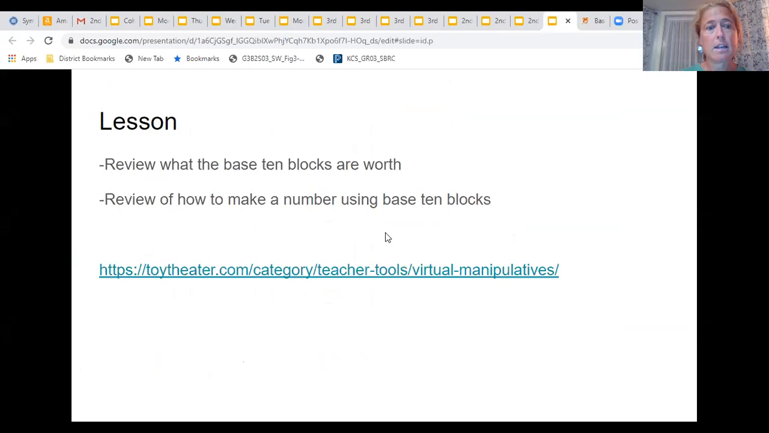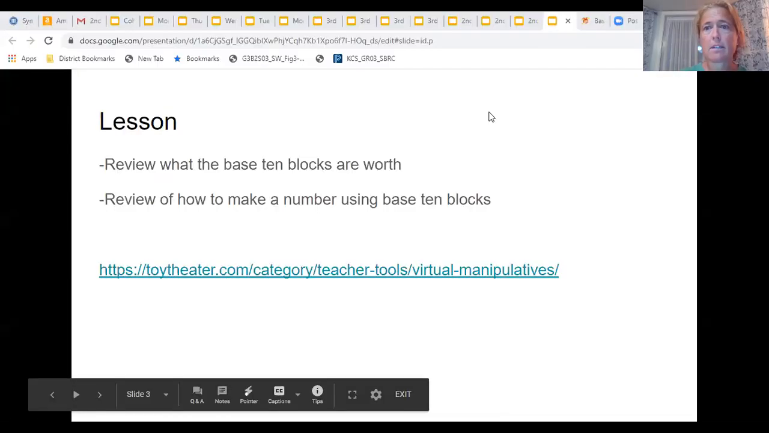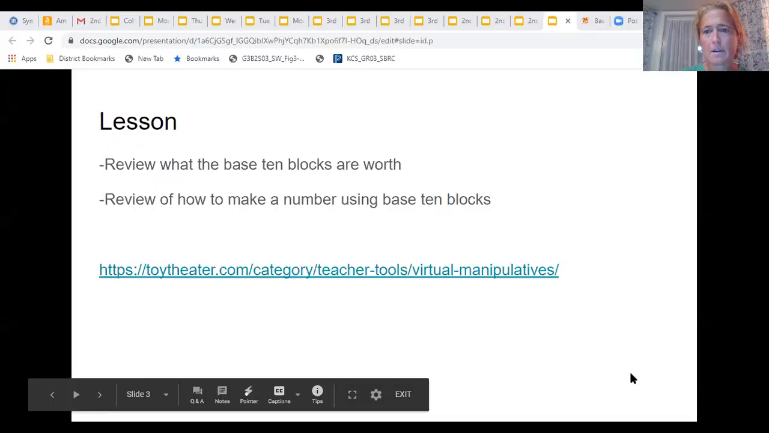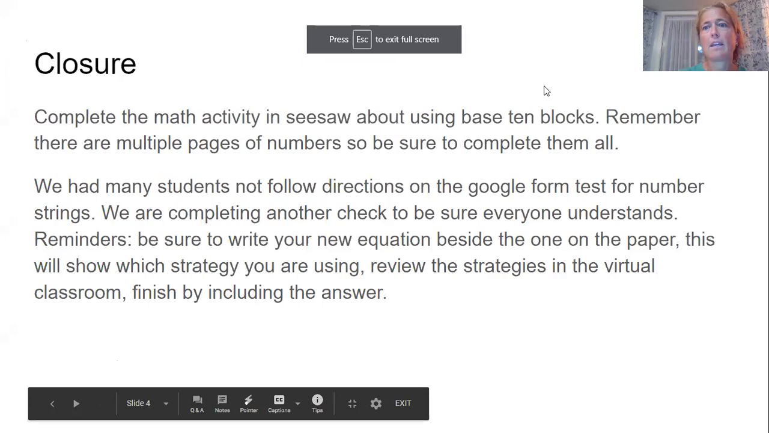All right, now let me stop my share for a moment so I can get my pen. But before I get my pen, I have to move on to my next slide. Then I can get my pen.